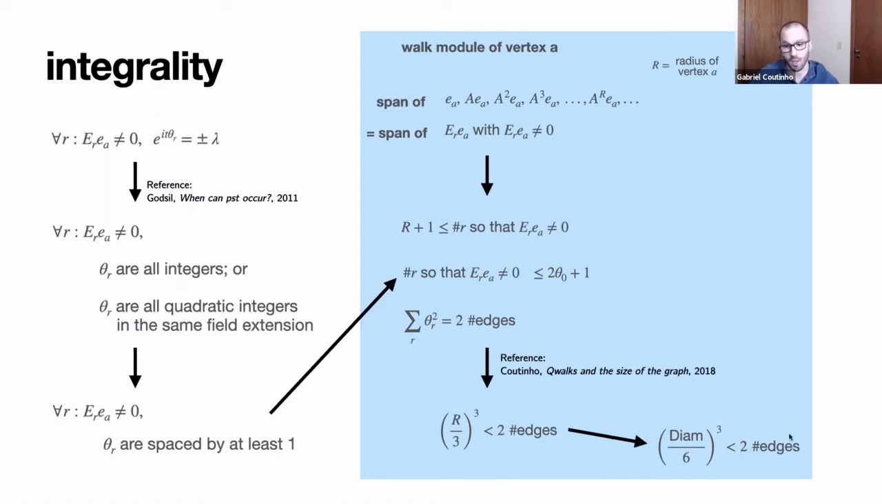So you can actually get this very general global bound that must happen in a graph that admits perfect state transfer. The diameter over six, cubed, must be smaller or equal than two times the number of edges. So if you simply think of a path on 18 vertices, the diameter is 18, this is three, cube 27, number of edges is, we're still in there, but you can very easily see that this will rule out a bunch of paths. Actually, if you're using the radius, then it would be even stronger, right?